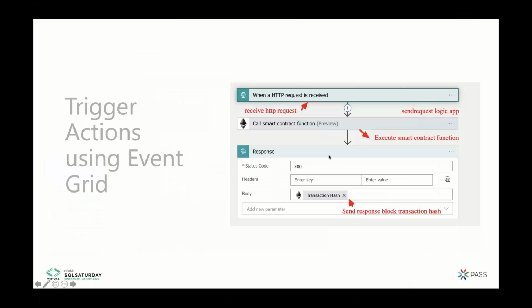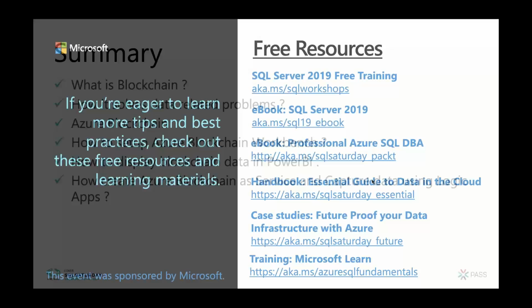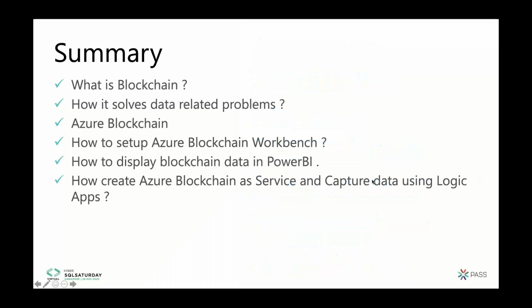How it looks when you are creating the APIs is that you will receive the HTTP request, you will call the smart contracts, and then you will perform the transaction on that. So in summary, we discussed the blockchain, how it solved the problem, then blockchain as a service. Then we saw how to set up Azure Workbench and display the data in a Power BI report. And we also saw how to capture the data using Azure Logic Apps on the blockchain.